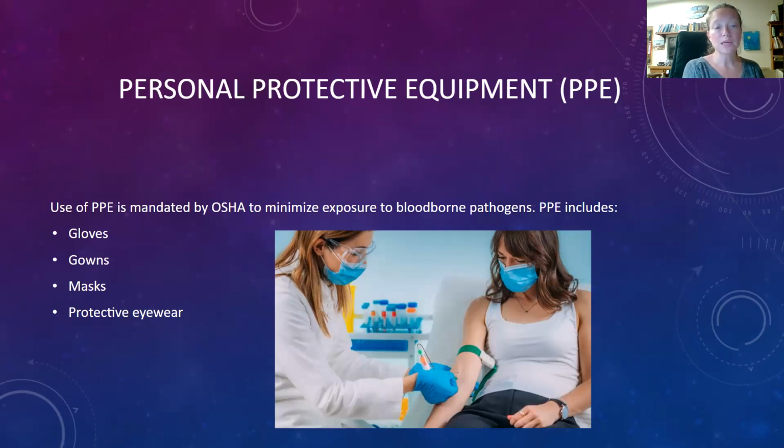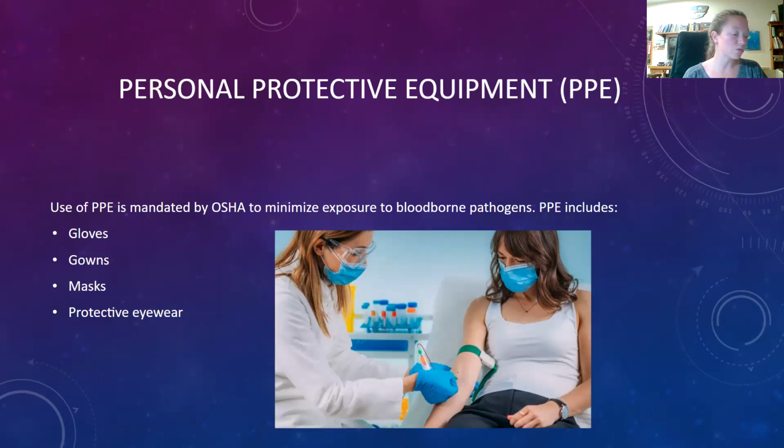PPE is a mandate by OSHA, and they mandated this, of course, to help minimize the exposure to bloodborne pathogens and other airborne, droplet, and contact pathogens as well. PPE includes gown, gloves, mask, and protective eyewear. And when we say mask, of course, we need the surgical mask or the respirator if necessary.